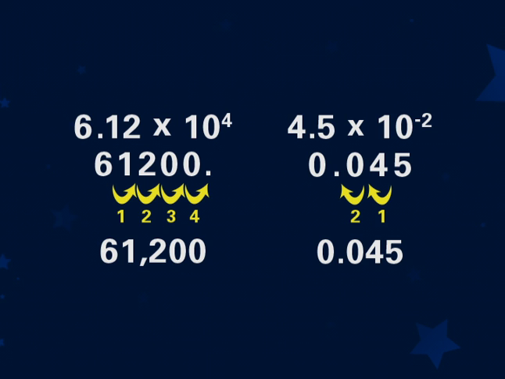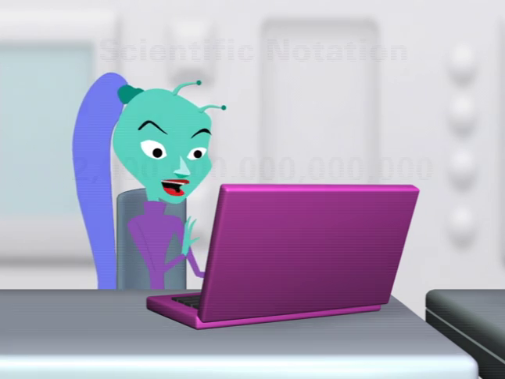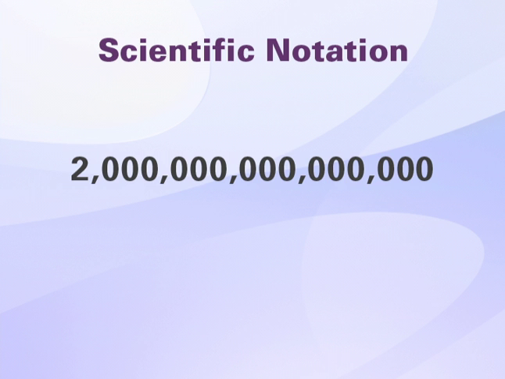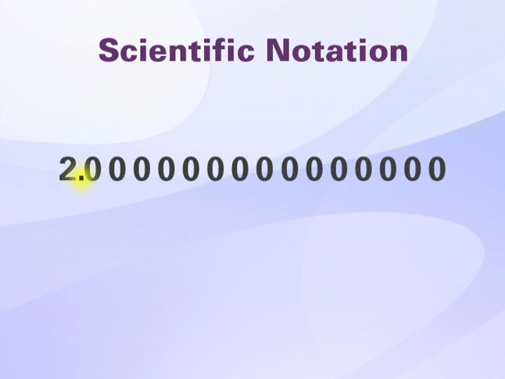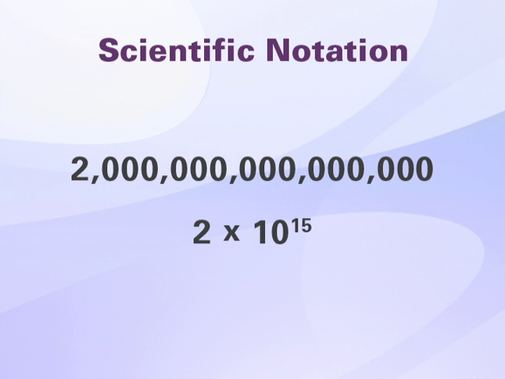My special Luria galaxy has 2 0 0 0 0 0. Wait a minute! To write this number using scientific notation, I move the decimal point between 2 and 0. Then count how many places I move to the right. 15 places to the right. So, 2 quadrillion is equal to 2 times 10 to the 15th power.